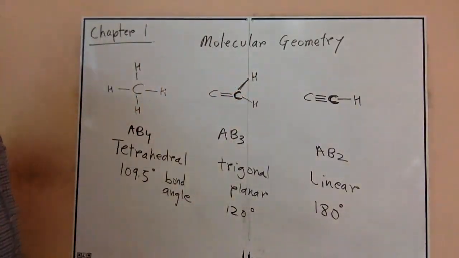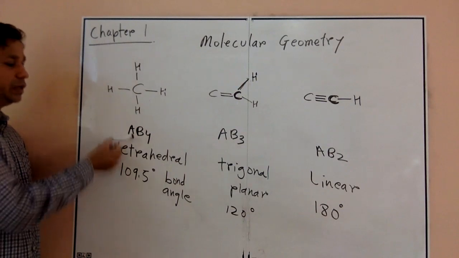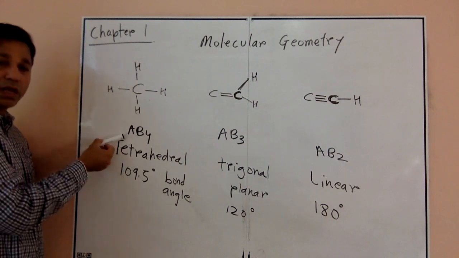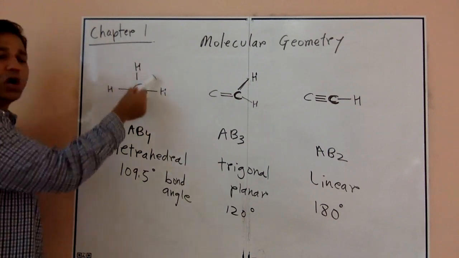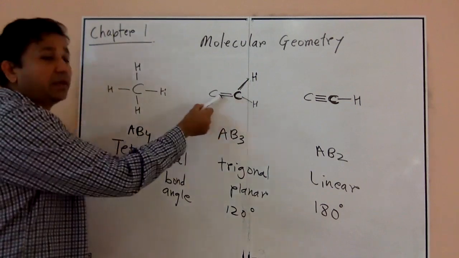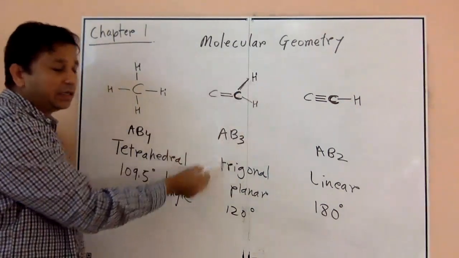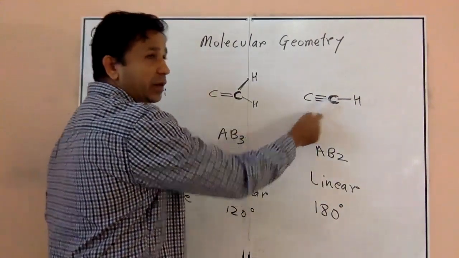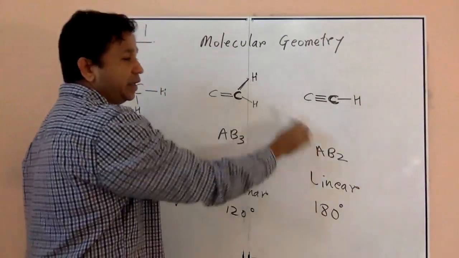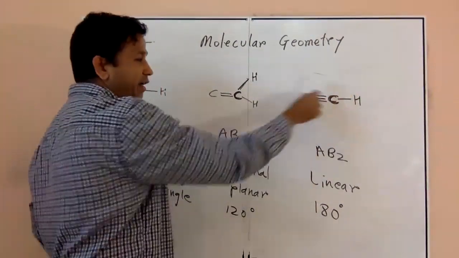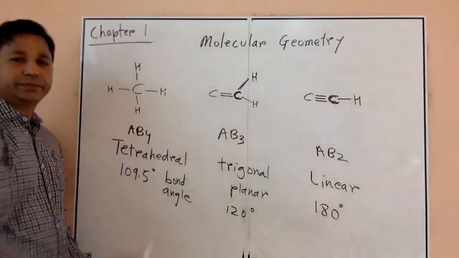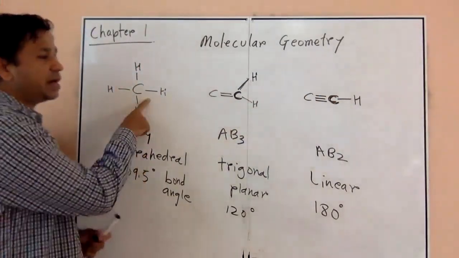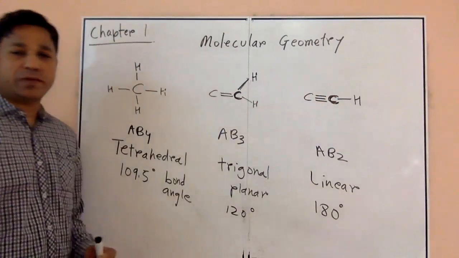So the shape of the molecule when you have all single bonds is tetrahedral, or the AB4 model. Carbon with a double bond is the AB3 model, which is trigonal planar, and the bond angle is 120 degrees. And AB2, when carbon has two atoms around it, is linear, just a straight line, so the bond angle here is 180 degrees. So we have three different types of carbons: single bonded, double bonded, and triple bonded carbon.